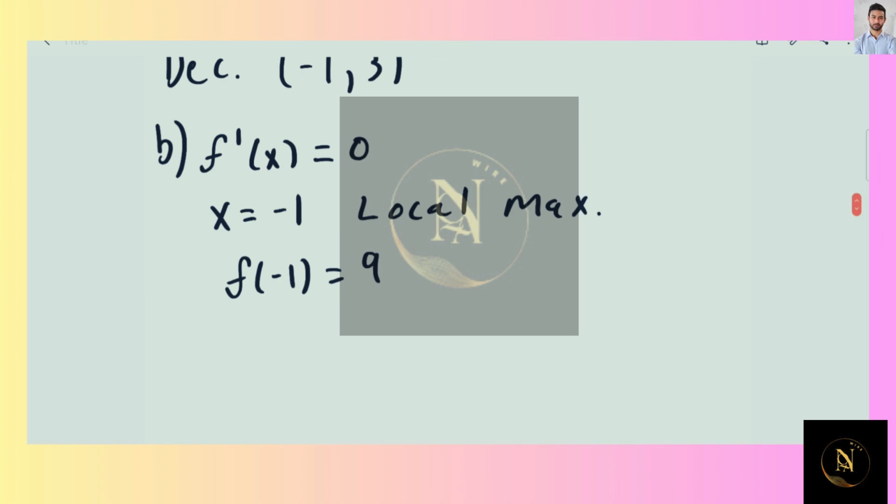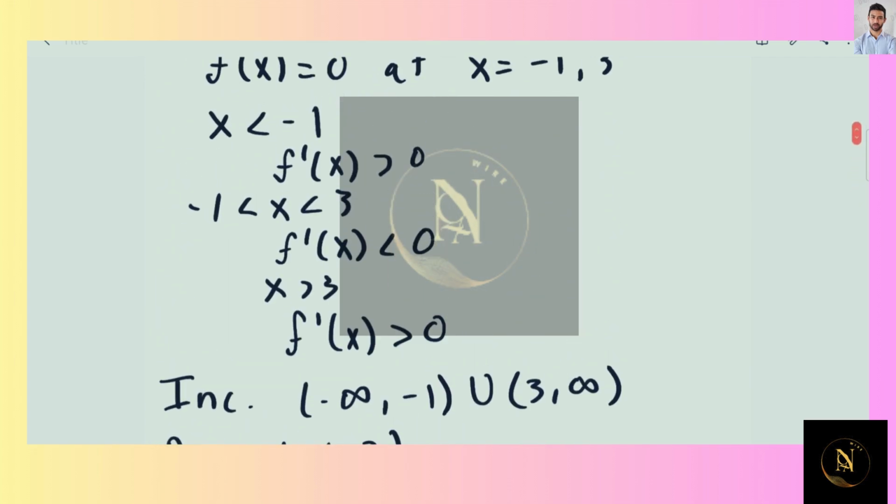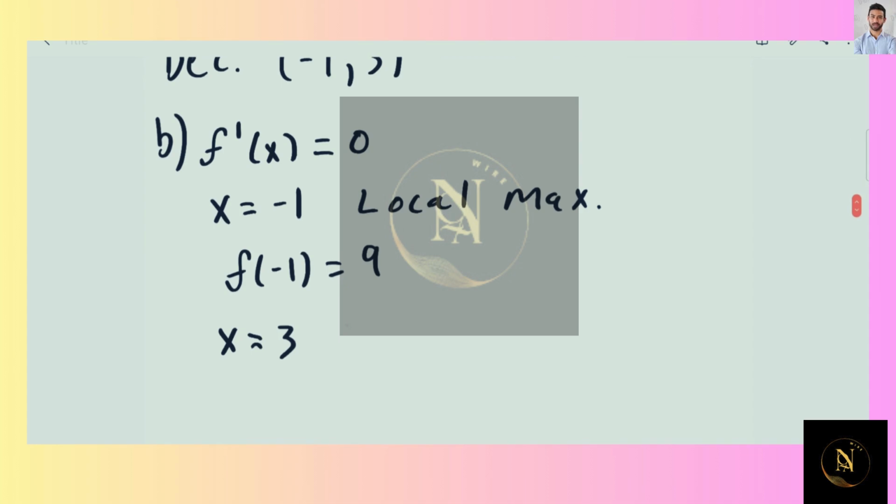And now for our other value at x equal to 3. If we look at values that are between negative 1 and 3, that gives us negative values for our derivative of f of x. And if we look at values that are greater than 3, we get positive. So we're going from negative to positive, decreasing slope to increasing slope, which means that this is a local minimum.